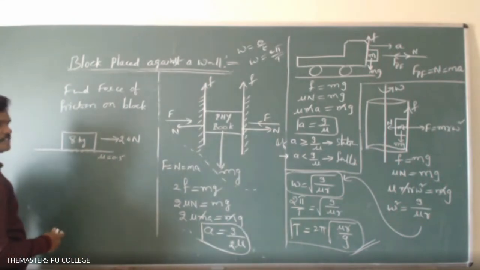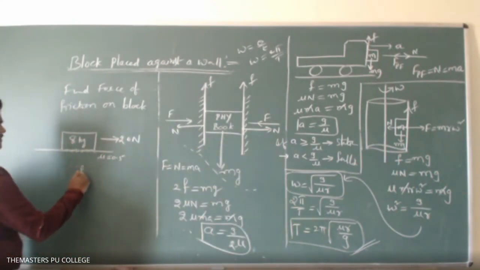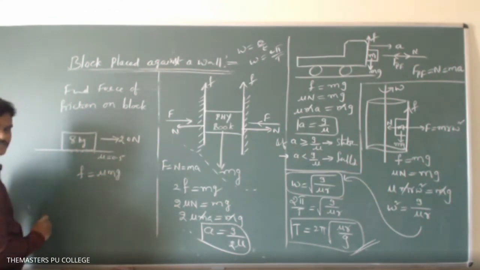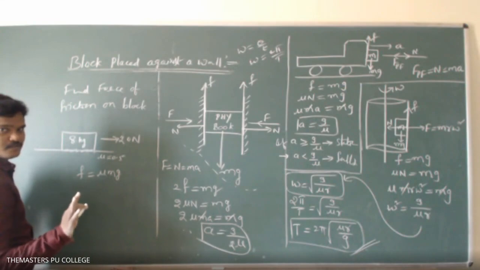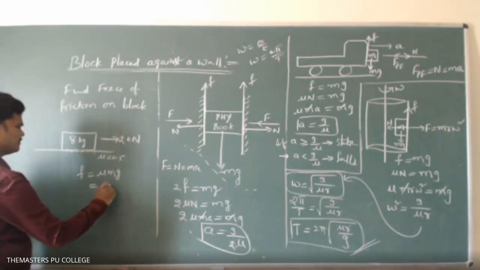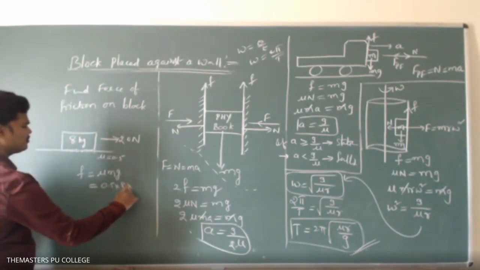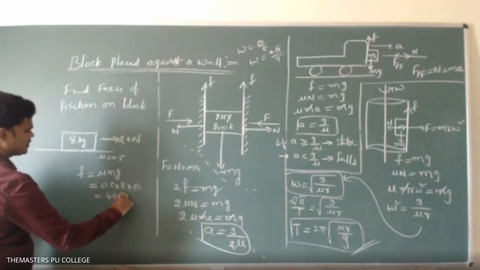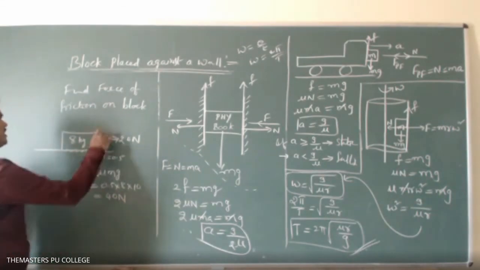I'm asking the force of friction. So what is the force of friction? F is equal to mu mg. Generally, I'm asking the force of friction. F is nothing but mu mg. How much? Anyone getting another answer? 0.5 into 8 into 10. How much is it? 40 Newton. How much force did I apply?